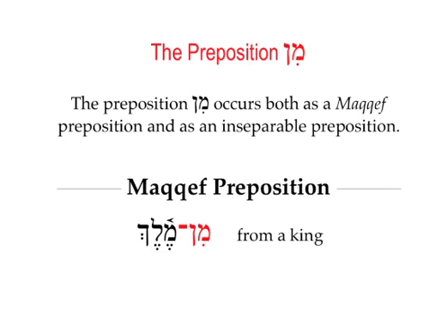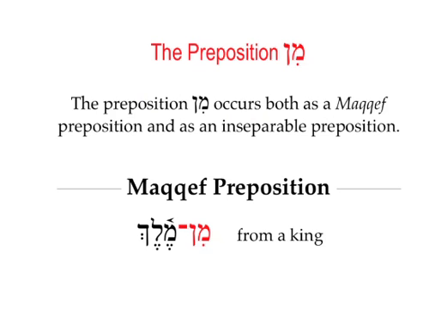But let's talk about the preposition min now. Before we move on from this chapter, there are a few special things I need to say about this particular preposition, the preposition min. The first thing you already know is that the preposition min is a maqqef preposition. However, this particular preposition occurs both as a maqqef preposition and as an inseparable preposition. This is the only preposition that does double duty in two categories: 1, a maqqef preposition, and 2, an inseparable preposition. Now you know from earlier in our lecture that the min preposition is a maqqef preposition. So on your screen you will see the example min melech, from a king, from a king.